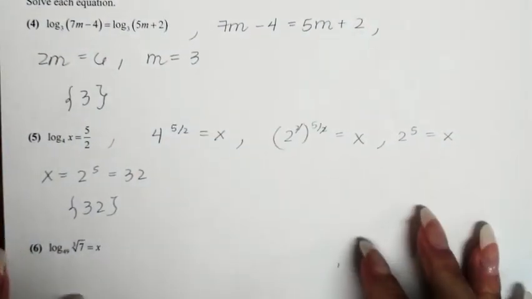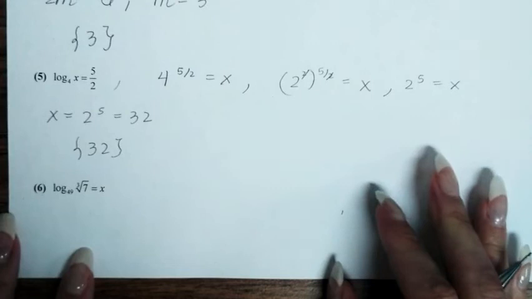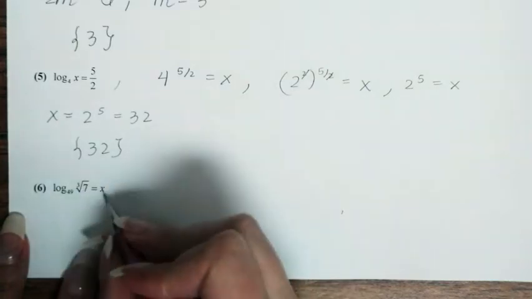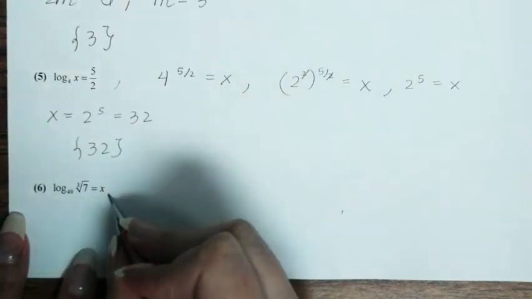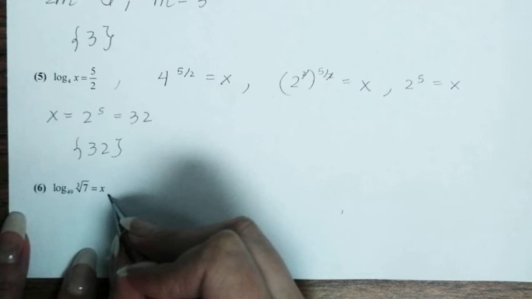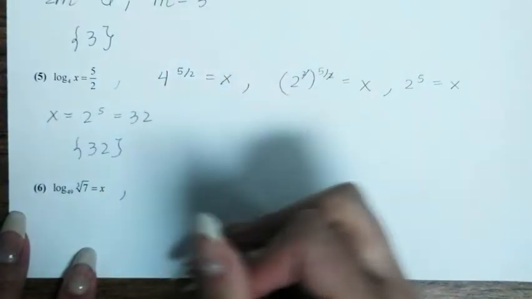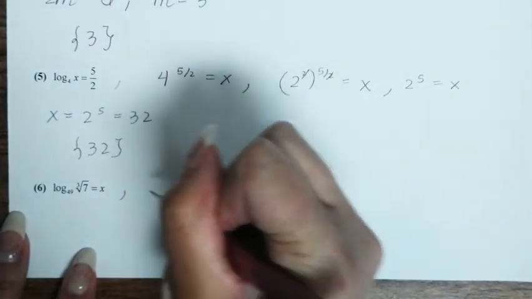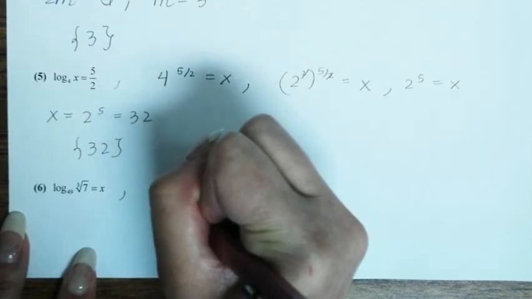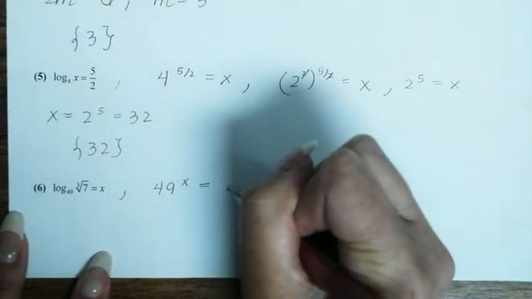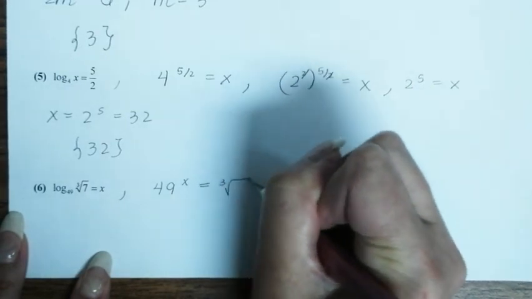Now for the last one that we have over here, what we have is log base 49 of cube root of 7 is equal to x. So what are we going to do here? Well, what we can do is again pass this into exponential form. So you have that 49 to the power of x is going to be equal to the cube root of 7.